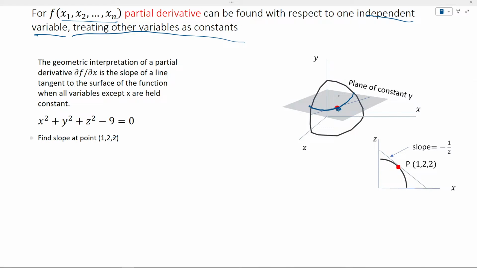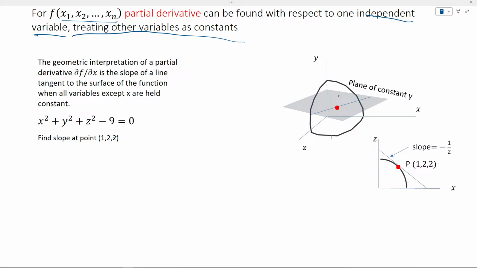So the slope at x equal to 1, so I move here, x is equal to 1, y is equal to 2, and z is equal to 2. So at this point, I'm telling you, what is the slope at this point? I mean, how can I do something like this? This is not easy, yeah?